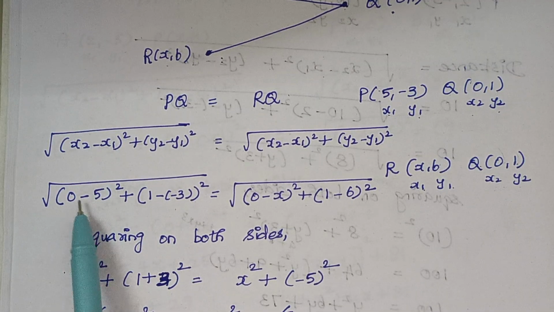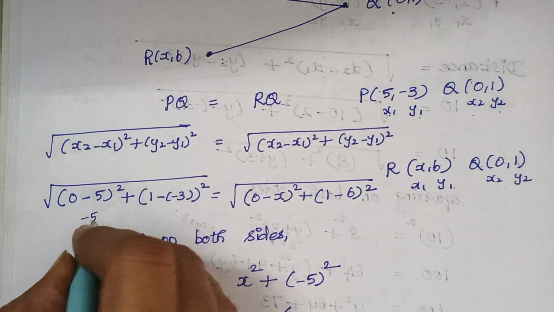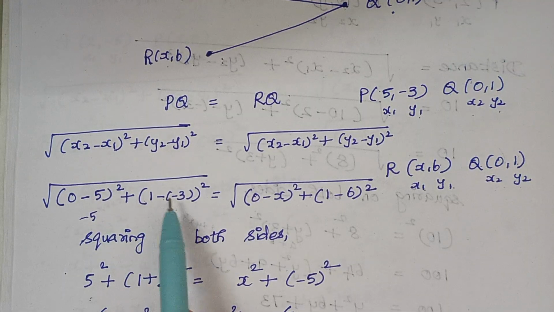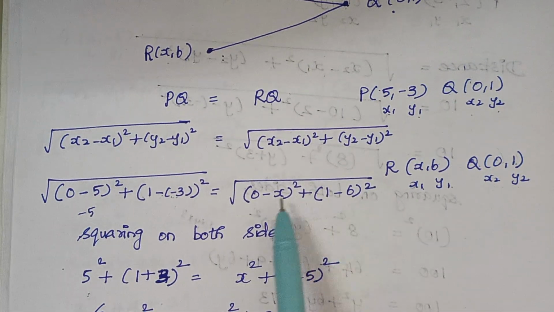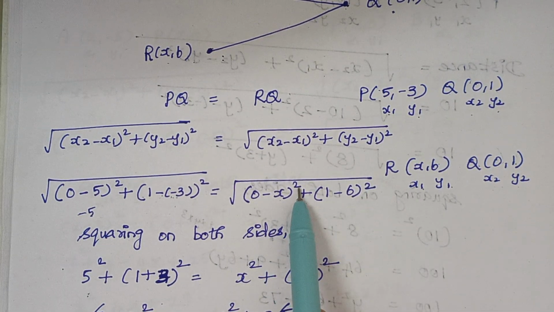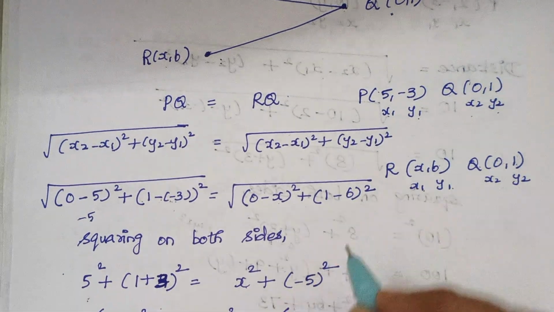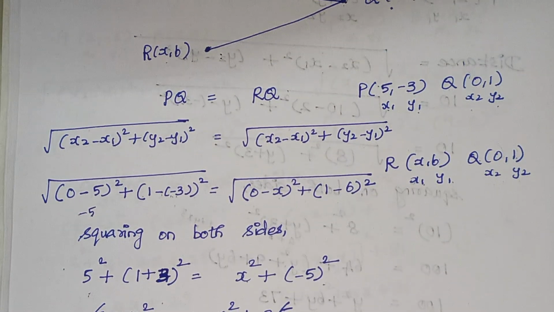Now, the remaining terms: minus 5 square. 0 minus 5 is nothing but minus 5. So, minus 5 square becomes 5 square or else 25. And here 1 minus of minus 3. So, minus into minus becomes plus. So, (1 plus 3) the whole square. And again here 0 minus x square gives x square and 1 minus 6 is nothing but minus 5, the whole square. Right.